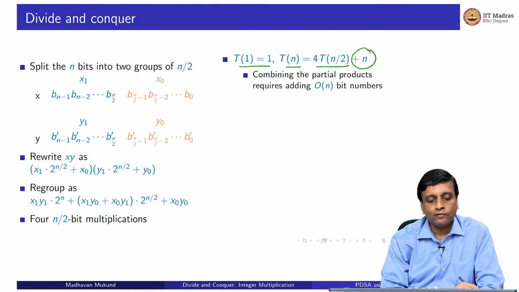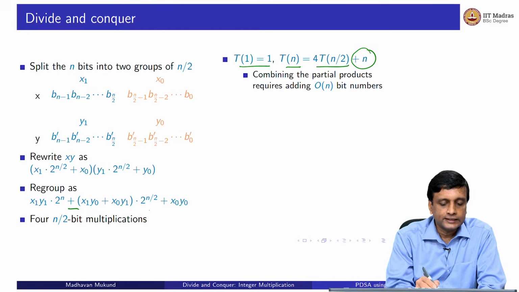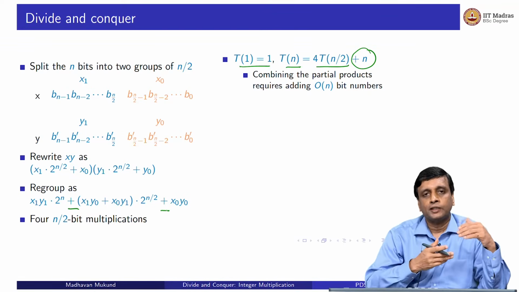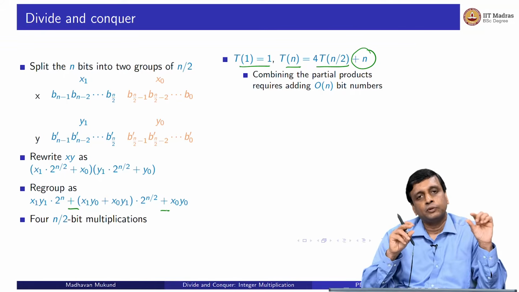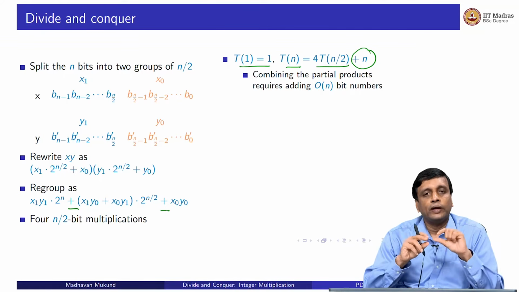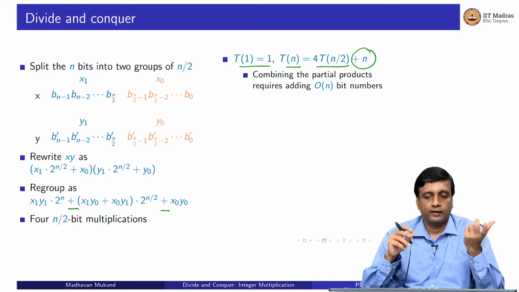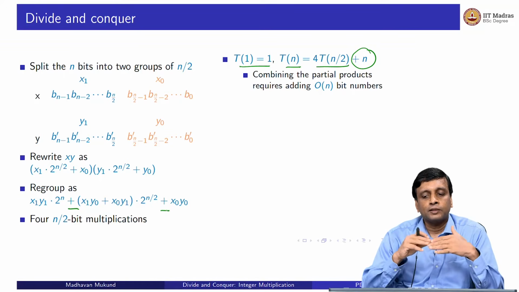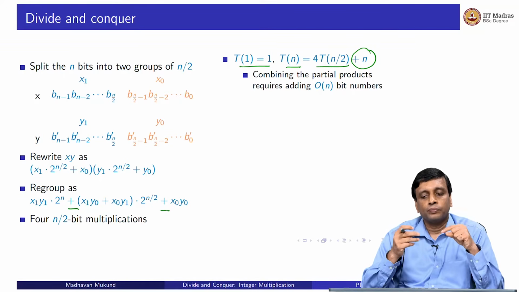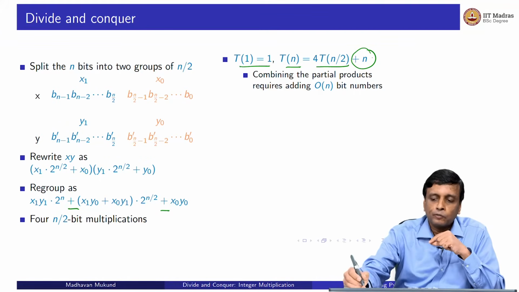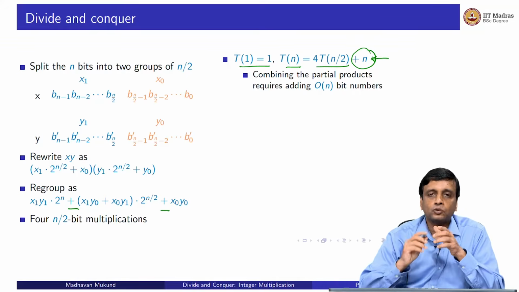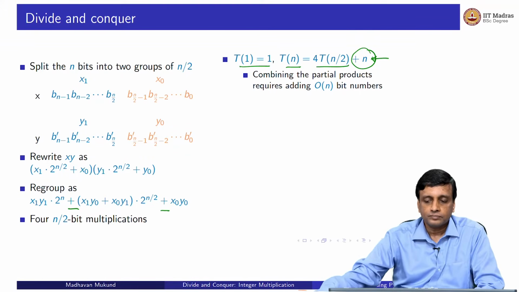Now, one reason I have to spend order n time is I have to do this addition. Remember, earlier when we did partial products, we said that each addition of two n bit numbers will take order n time. Here we are adding two n by 2 bit numbers, but that is still order n. So, combining the partial products requires me to add these order n bit numbers. That is why the combination term actually requires order n work.